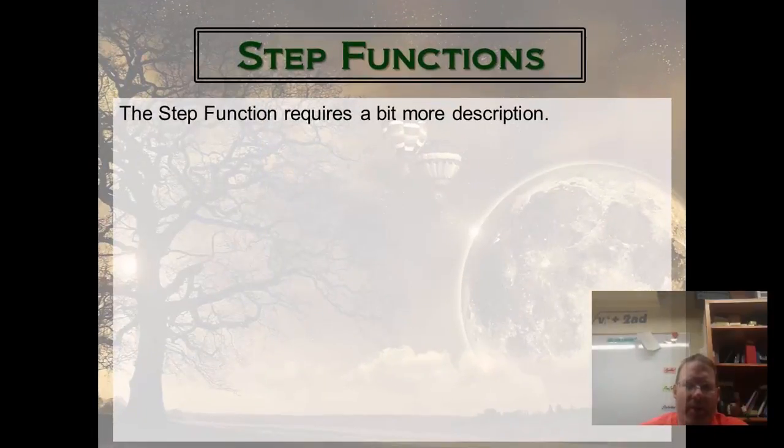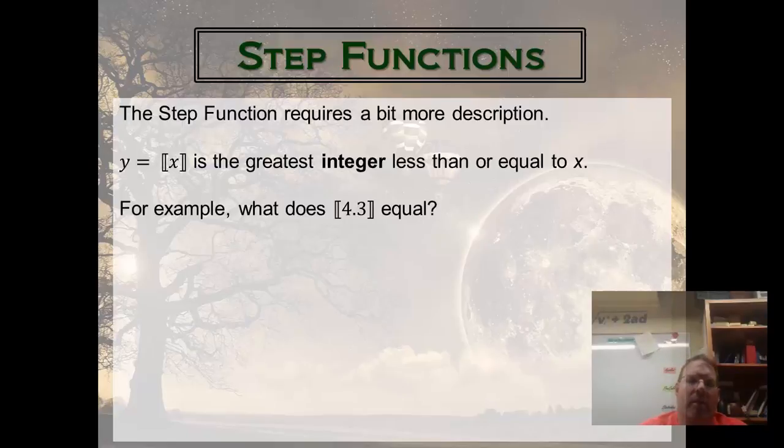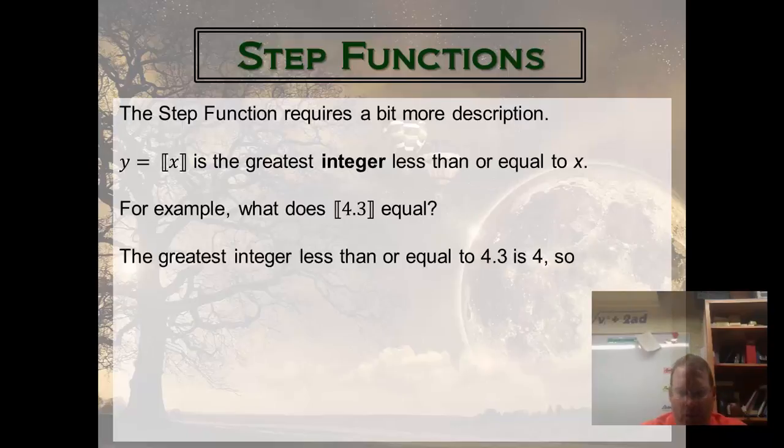The step function requires a little bit more description. It's that double bracket, and what it means is it kicks out the greatest integer that is less than or equal to x. So if I take the greatest integer less than or equal to 4.3, that would kick out a 4. The greatest integer less than 4.3 is 4.